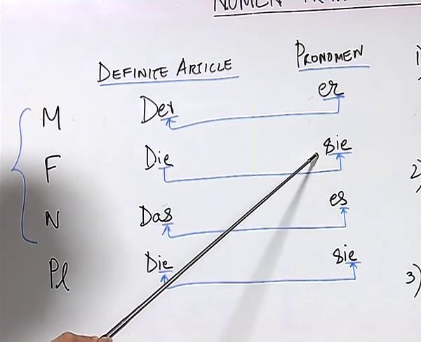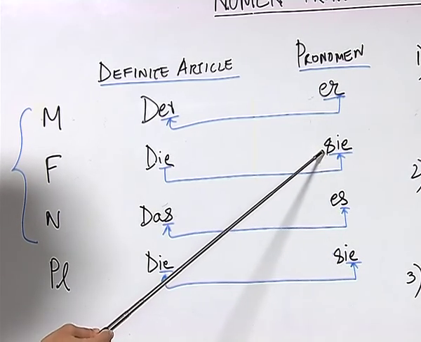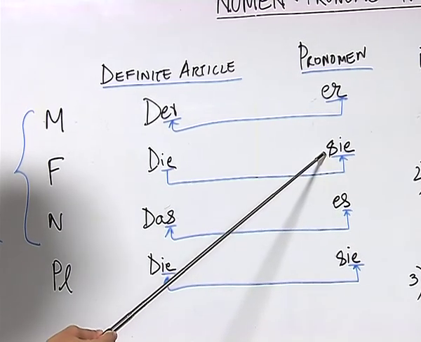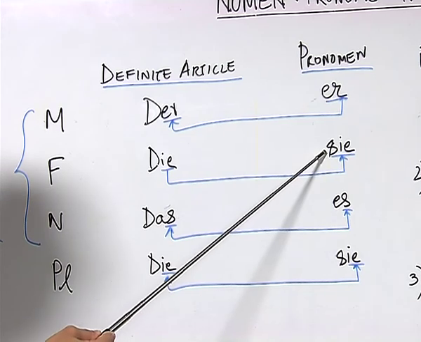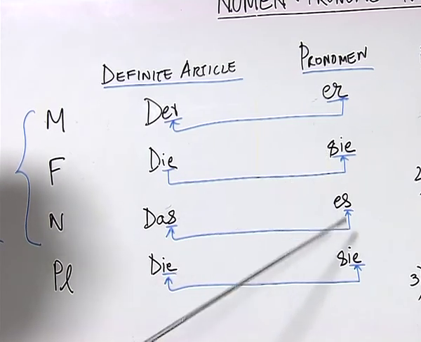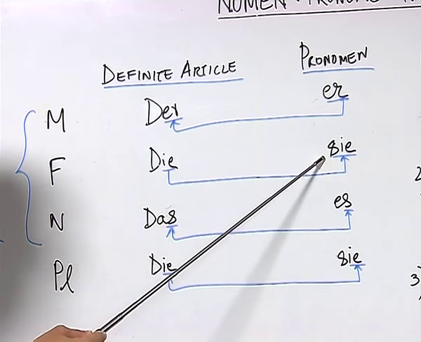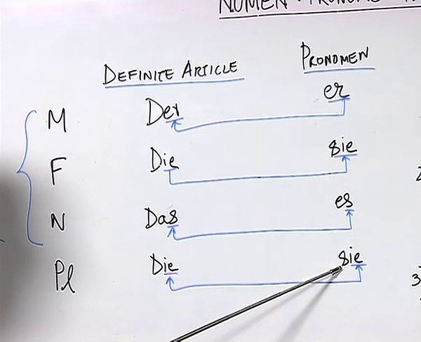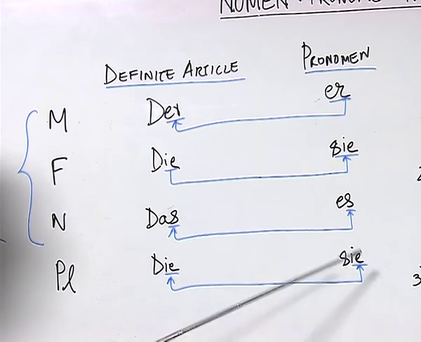However, I would like to tell you that there are 4 sie's in German, out of which 2 are here, which start with a small s, as you can see here. So we have the sie here which is feminine singular, and the sie here which is plural, third person plural.